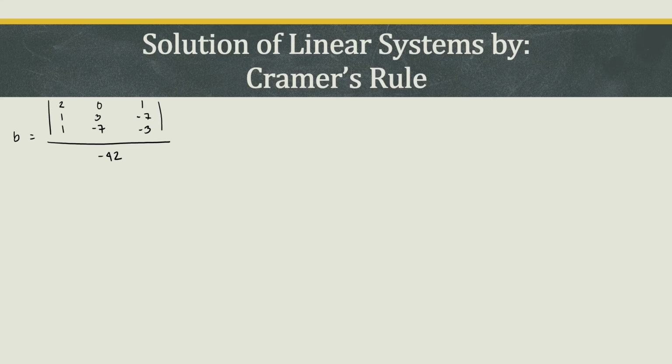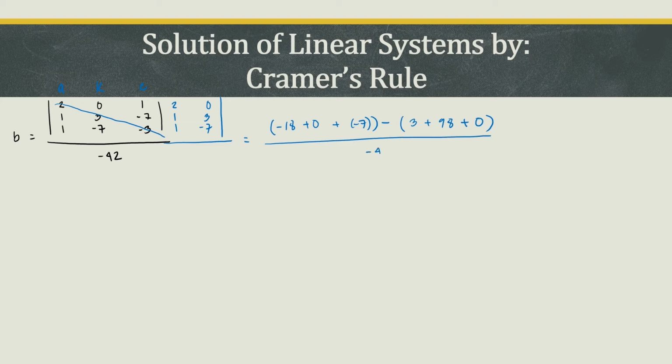Next, we would solve for b. This is the value of a. This is our constant. This is the value of c. We copy the first two columns and then solve for the primary and secondary diagonals. 2 times 3 times negative 3, this would be negative 18, and then this is 0, and then this is negative 7 minus 3, plus 98 plus 0 all over negative 42. So this is equal to negative 25 minus 101 all over negative 42, which is equal to negative 126 all over negative 42, or simply 3. So this is your b value.